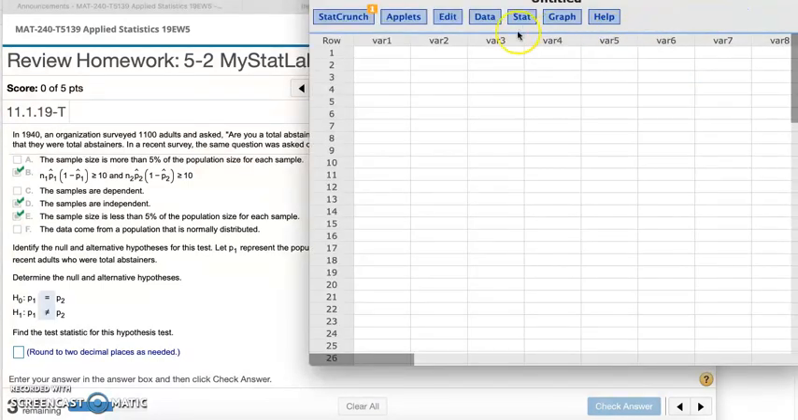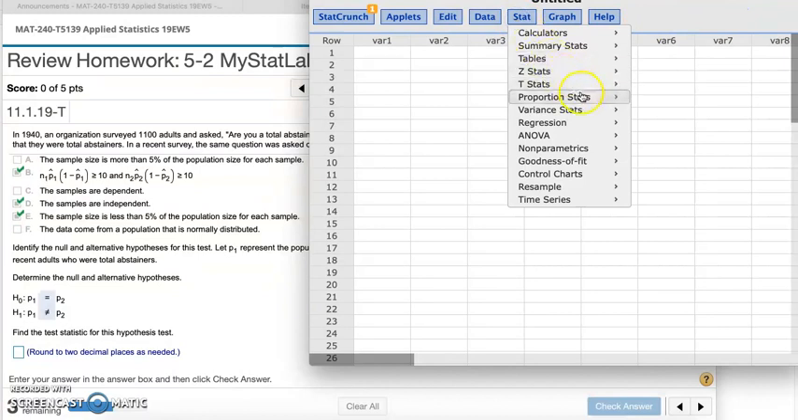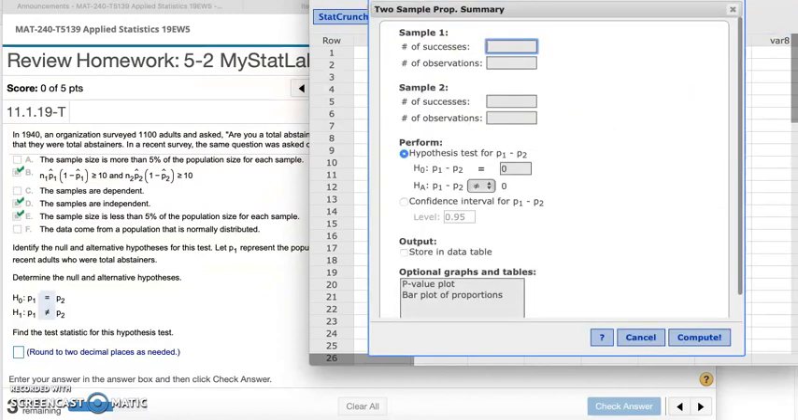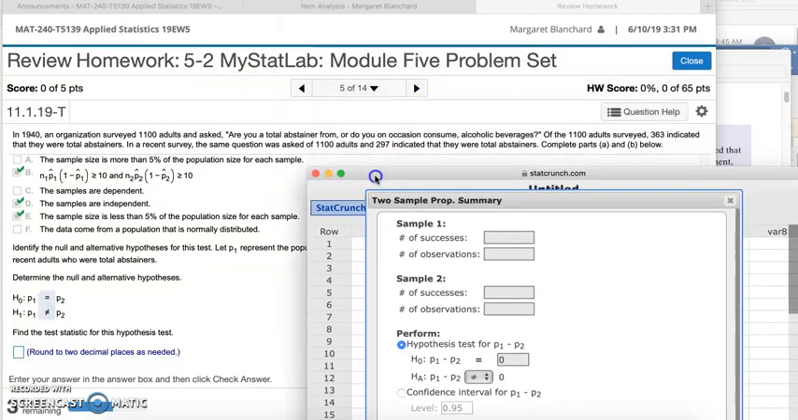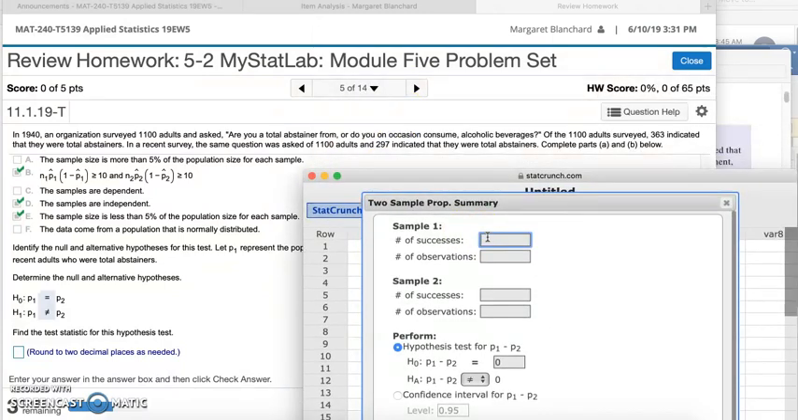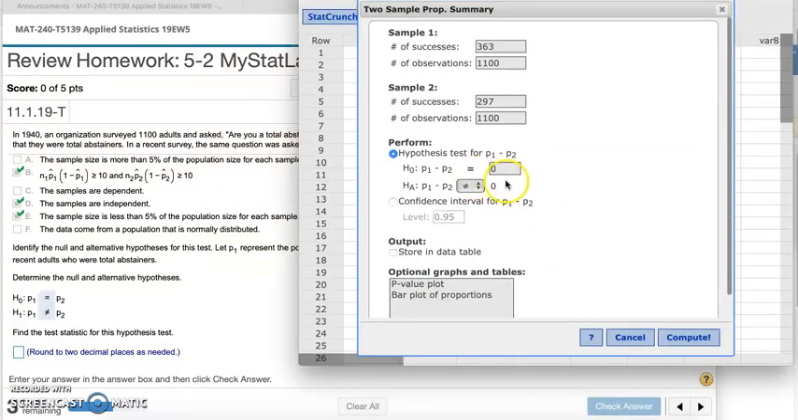Find the test statistic for the hypothesis. I already opened up a little window in StatCrunch. We're going to go to Stat, Proportion Stats, because again, this is a proportion. We're going to go to two sample, with summary, since we don't have the data set. Our number of successes for the first population, the 1940 survey, is 363. The number of observations in that sample was 1,100. The number of successes for the more recent survey was 297. Again, this is just being pulled from our X1 and X2. And the number of people surveyed was 1,100.